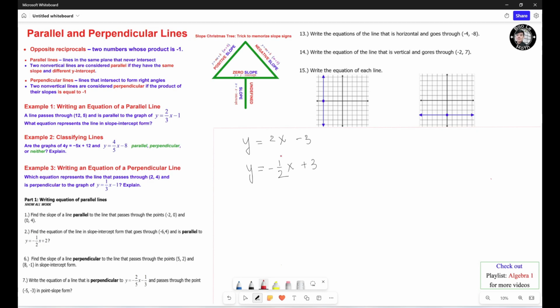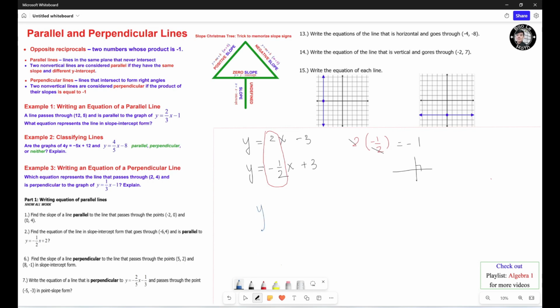Now we check their slopes to see if their slopes are opposite reciprocals. You see the first slope is going to be 2. The second slope is going to be negative 1/2. Now, you're going to multiply these. This guy and this guy cancel out, the answer is negative 1. Yes. So because their slope product equals negative 1, these two lines are perpendicular. Perpendicular means they make a right angle.